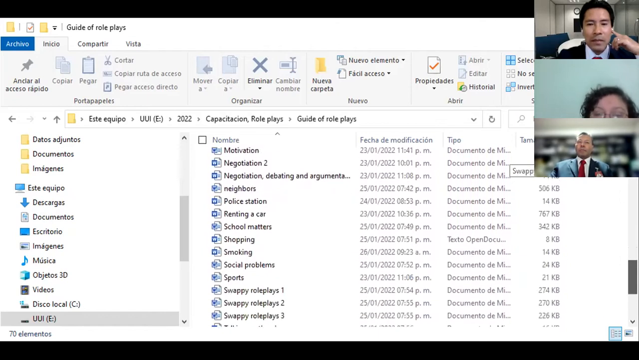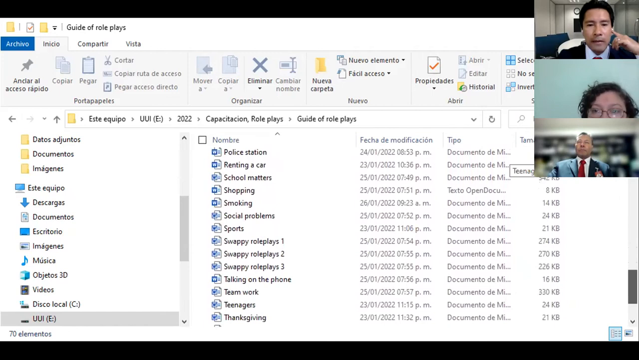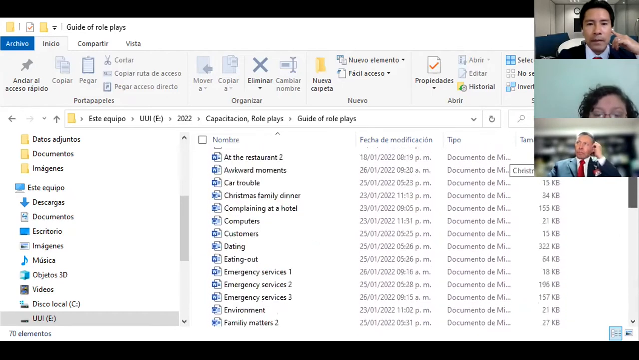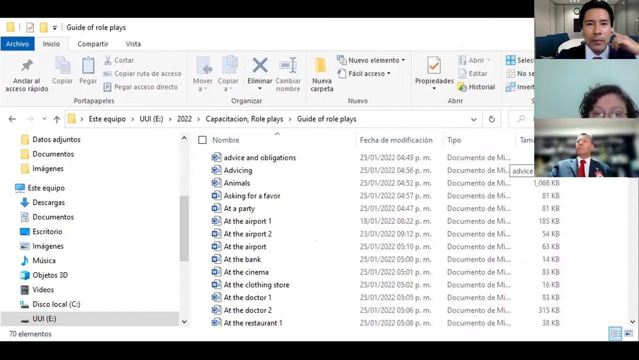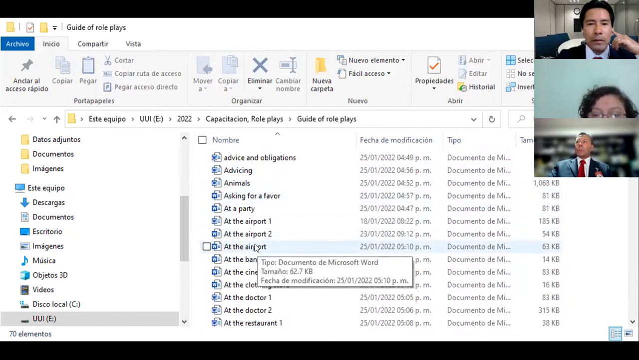In some of them, you can even find specific instructions, and in others, you only find a guide. Let's open only one of them. For example, this one, at the airport.